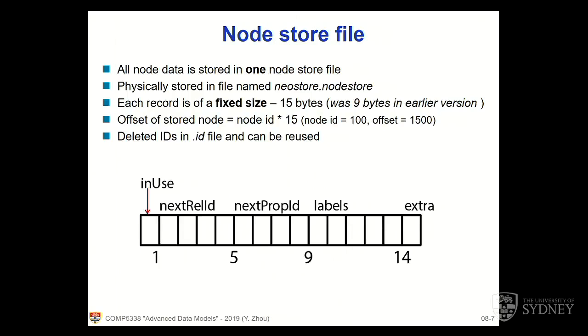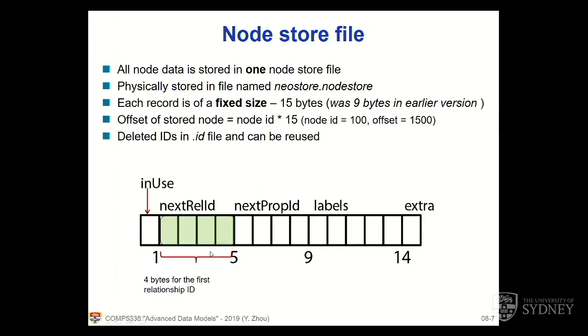The first byte is an indicator of whether or not this record is in use. We do have a place to store deleted IDs, but we might have some extra record that we created but is not really in use. So anyway, it's always convenient to have this flag inside the record itself saying whether it's in use or not.